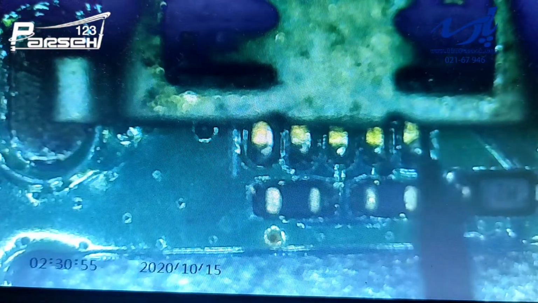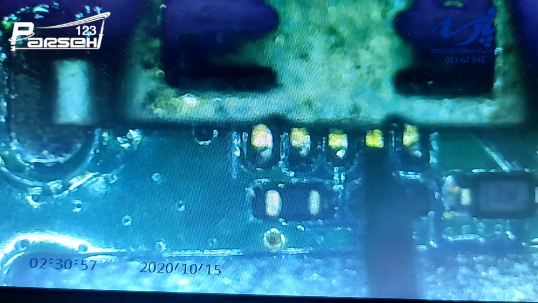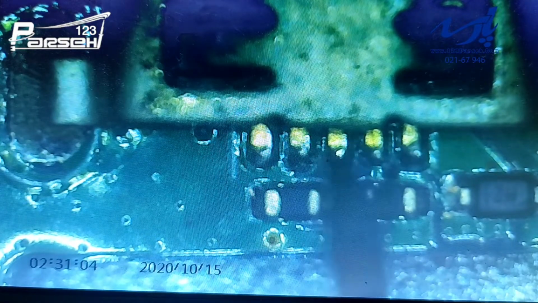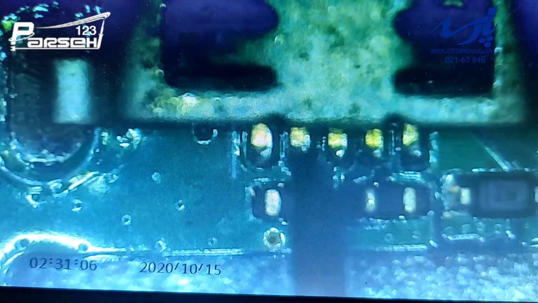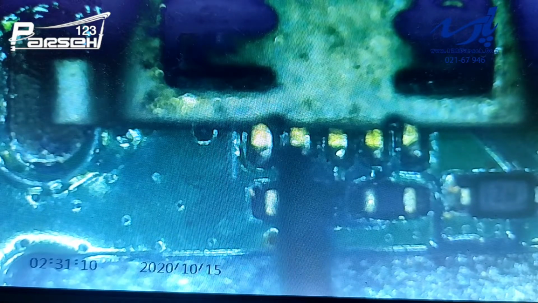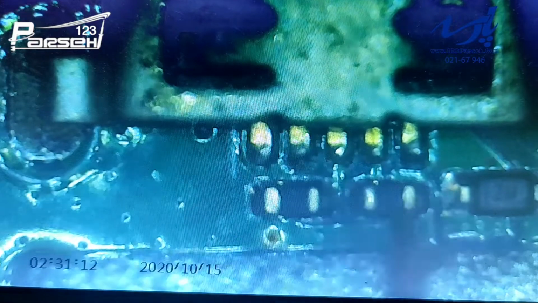The pin right beside this will be our data negative, and this one will be our data positive. This one is called the ID. This one is not very important. It's important, of course, but not as much as the others.